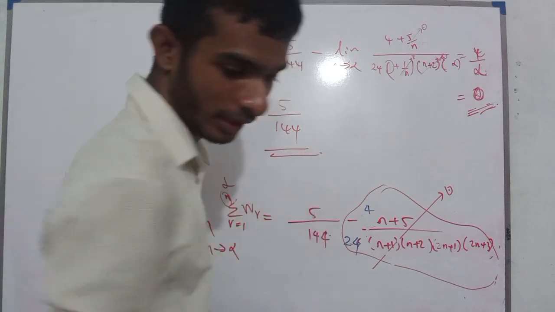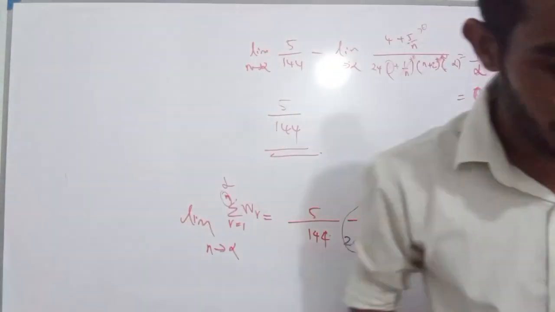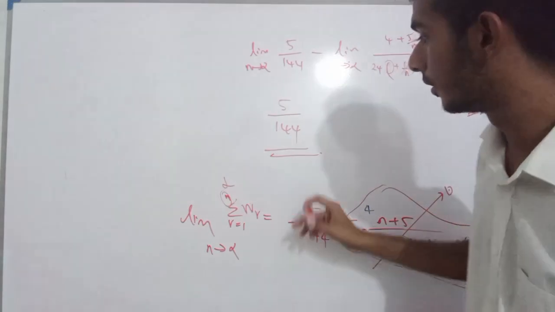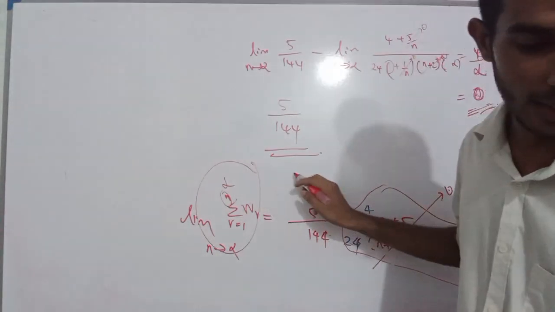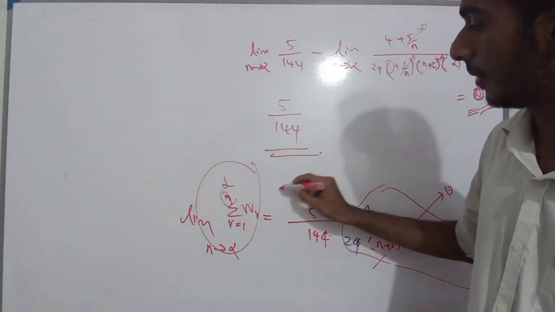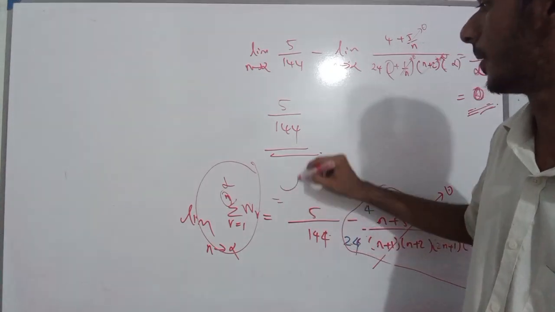So ultimately we have to write that the series converges, and the sum, the value, is this.